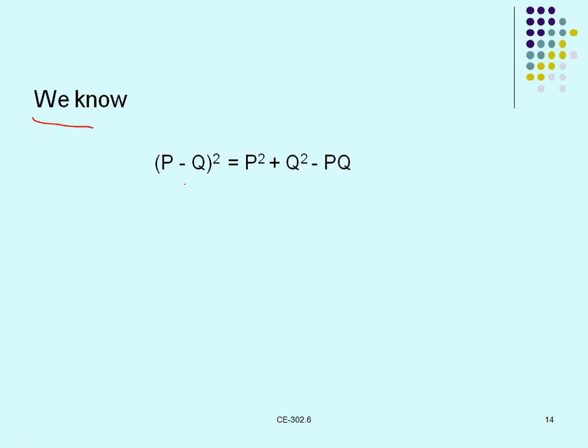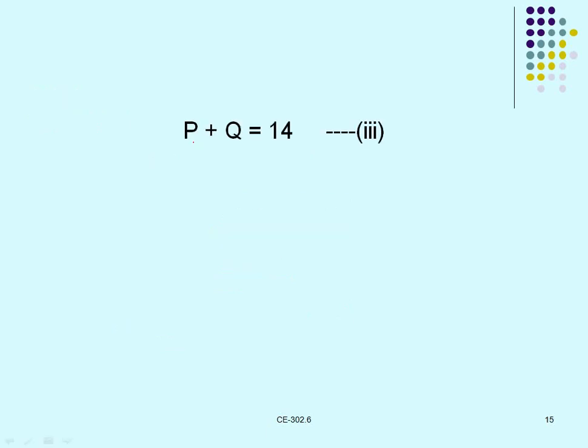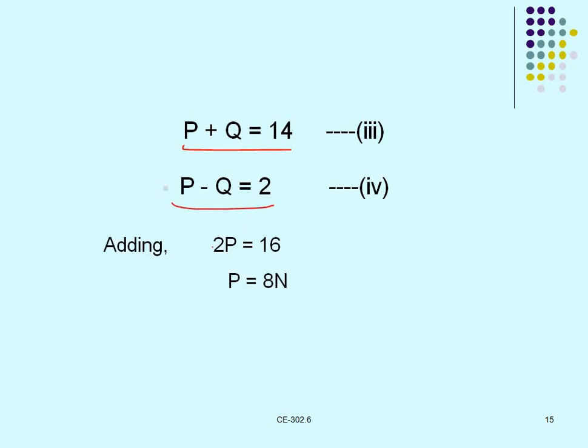As we know, P minus Q whole square is equal to P square plus Q square minus 2PQ, that is 100 minus 2 into 48. So it is equal to 4. Therefore P minus Q is equal to 2. It is the fourth equation. Therefore P plus Q is equal to 14, the third equation, and P minus Q is equal to 2, the fourth equation. Adding them, 2P is equal to 16. P is equal to 8 newtons.